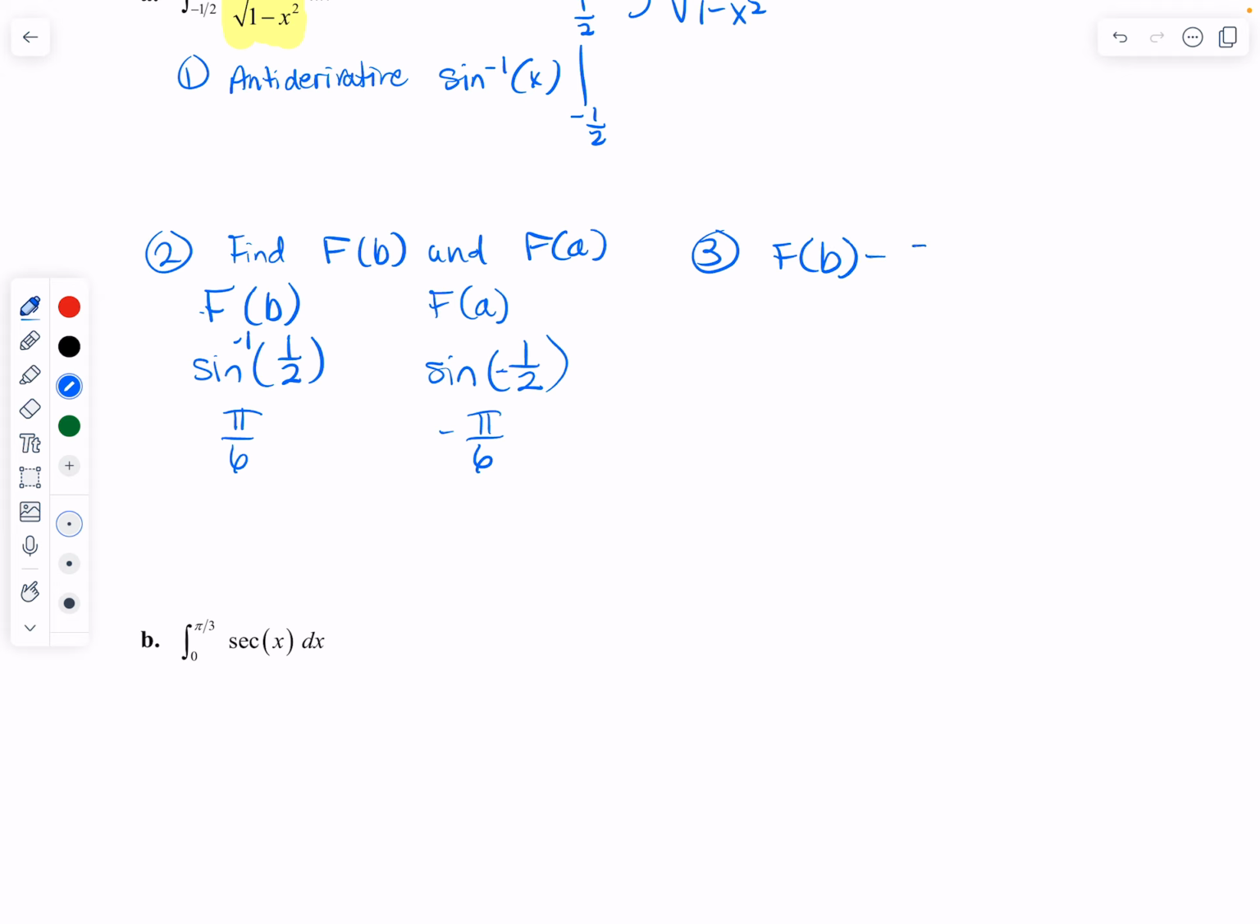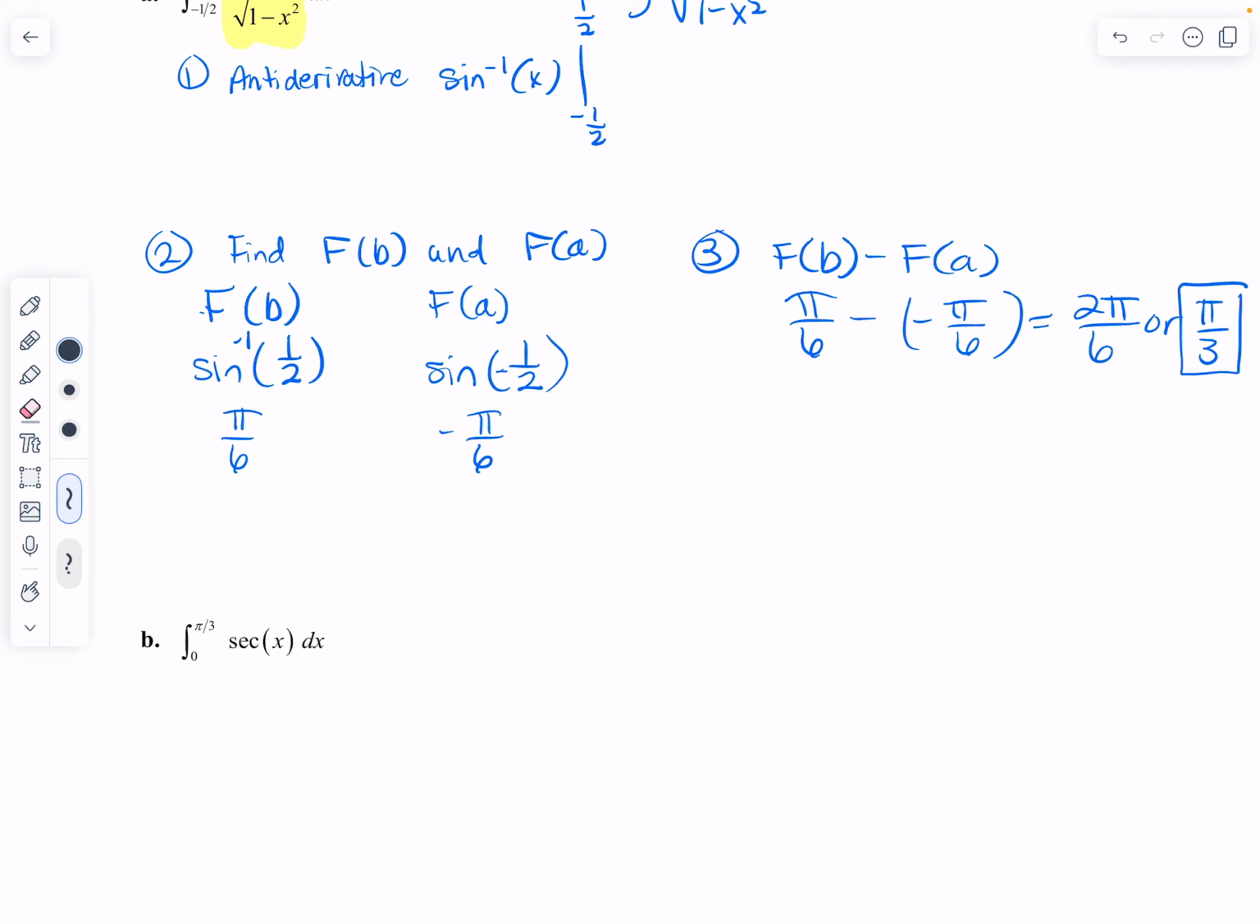So f at b minus f at a. So f at b is pi over 6 minus f at a, which is negative pi over 6. And when we add these together, I get 2 pi over 6 or pi over 3. So that is my answer to that problem.